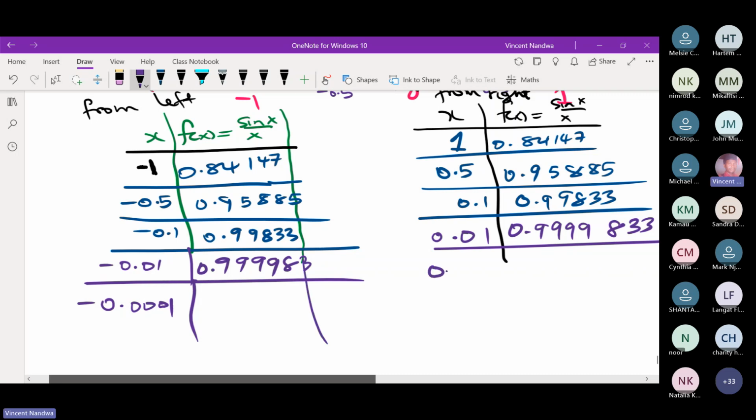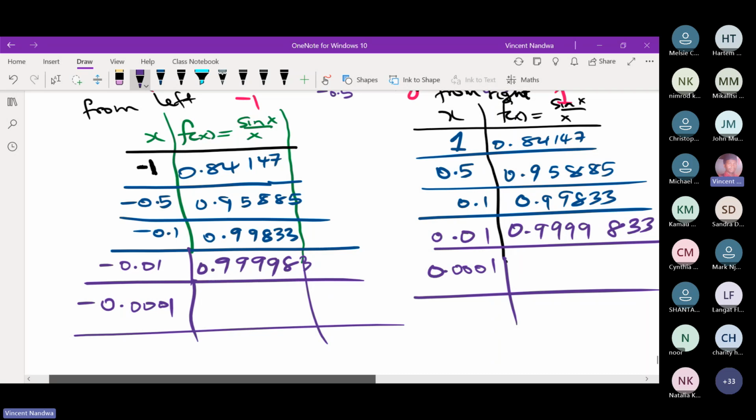And then 0.0001. When we have that as our x value, the function f of x will be, how many nines after the decimal? 6 nines.